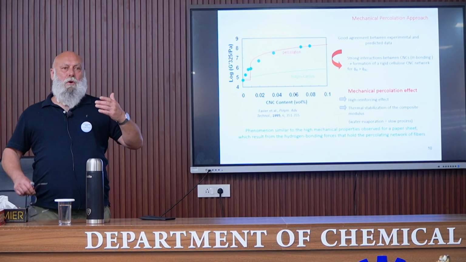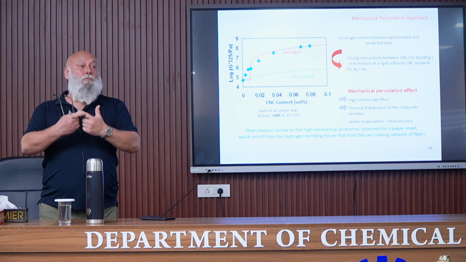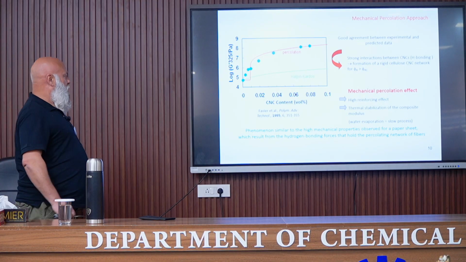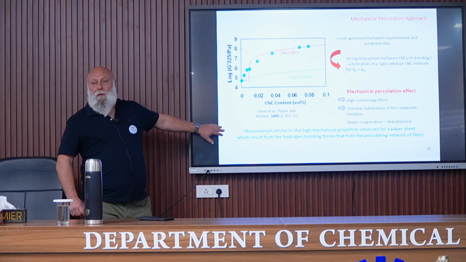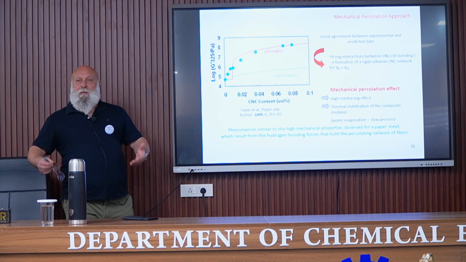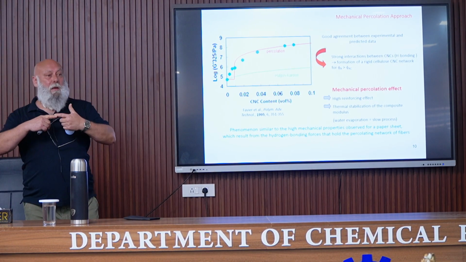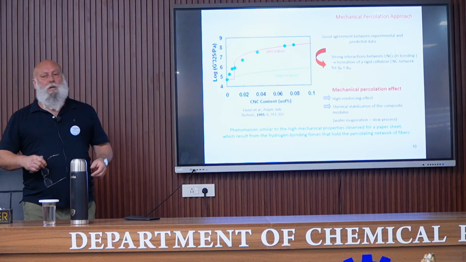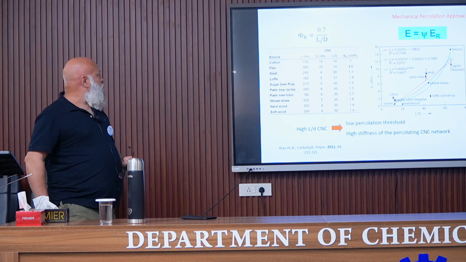And during this slow process, the nanorods have time to interact and to form this continuous network. It's exactly the same thing for paper, except that in paper we use fibers, but water is evaporated or eliminated in order to connect the fibers together through hydrogen bonding and to have the strength of the paper.